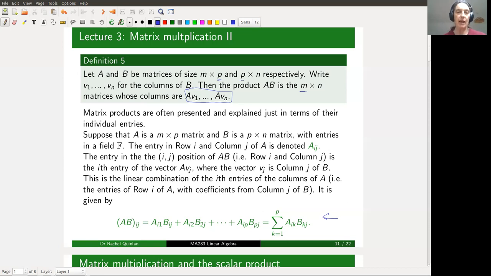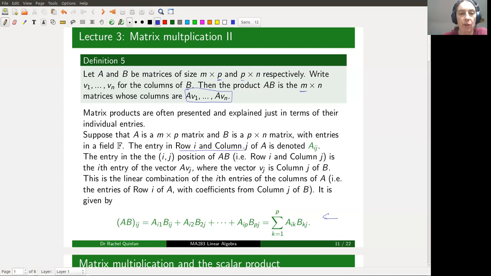But suppose that you did have an M by P matrix A and a P by N matrix B, just exactly as in the definition there, and their entries are in some field. And suppose you want to describe what is the entry in row I and column J of the matrix product AB.